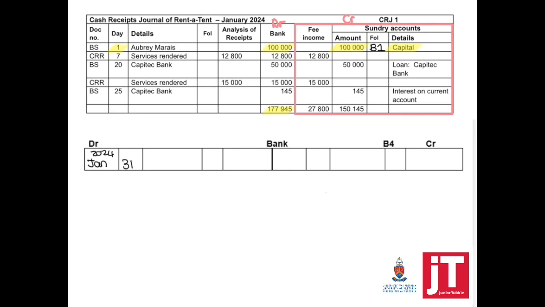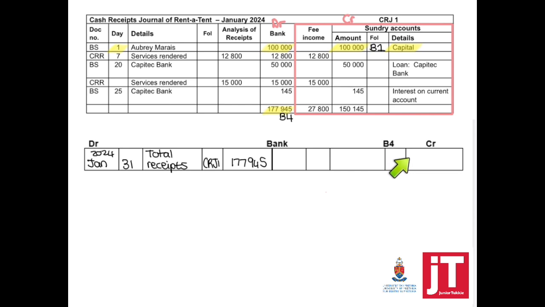We start with the date. That will be January and the year 2024 on the last day of the month, which is the 31st, and my details is going to be total receipts. You can say sundry accounts. I use total receipts. I look at what is the total receipts from the cash receipts journal number 1, and the total was 177,945.